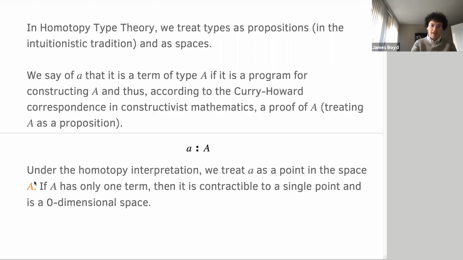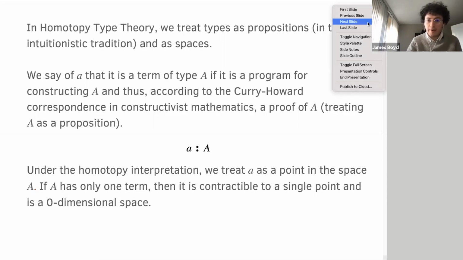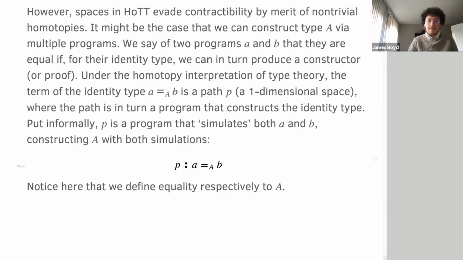And if big A has only one term, if it only has one constructor, then it is contractible to a single point and would therefore be a zero-dimensional space. However, spaces in homotopy type theory evade contractibility by merit of non-trivial homotopies. So they're not necessarily just zero-dimensional spaces. They can be more interesting than that.